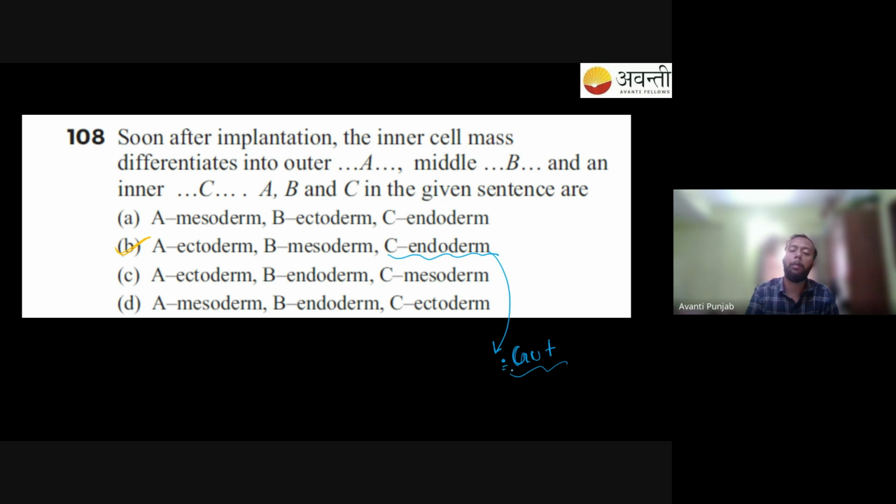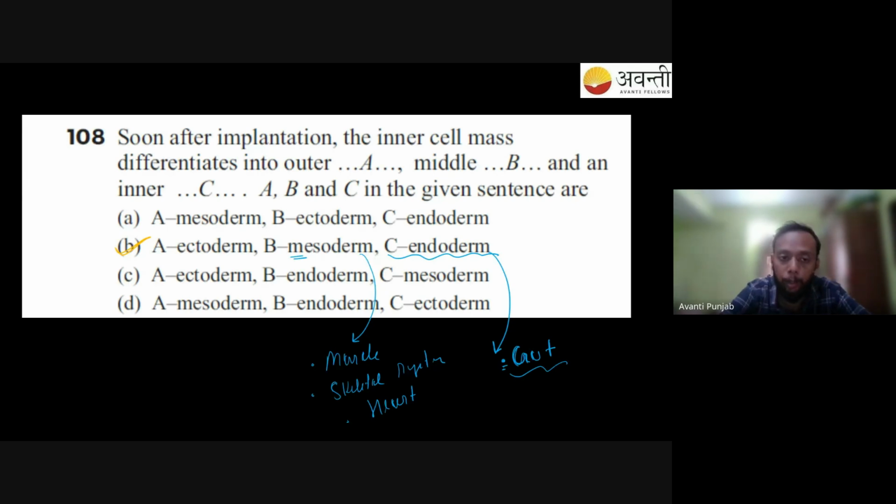So the gut is formed here by the endoderm. Basically the gut, or I would say the intestine, is what your endoderm will form for you. Mesoderm is something which will form a number of things, but some important things you can remember are your muscles, your skeletal system, and you will have your heart. These things the mesoderm will form for you.